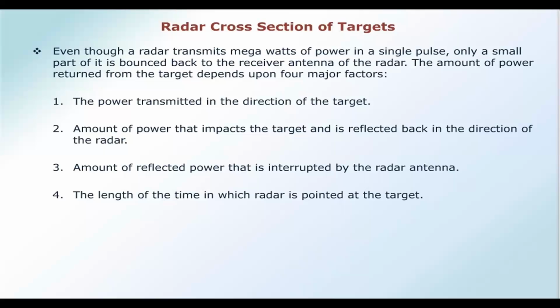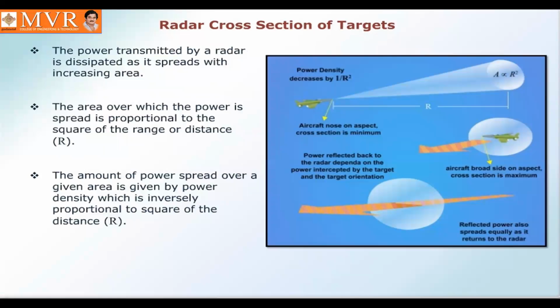And third one, the amount of the reflected power. And the next one is the length of the time in which the radar is pointed towards the target. Why? Because if the time increases, there is a possibility of getting more and more accurate output. And this is the radar cross section of the target.